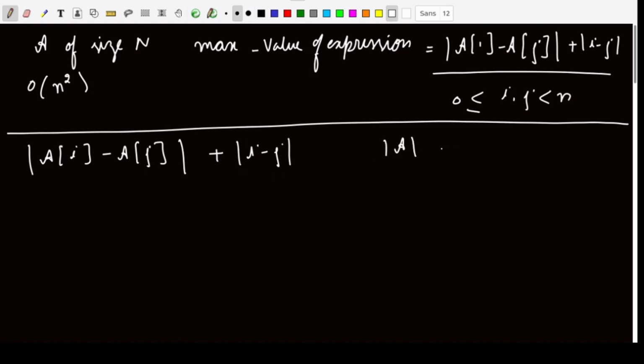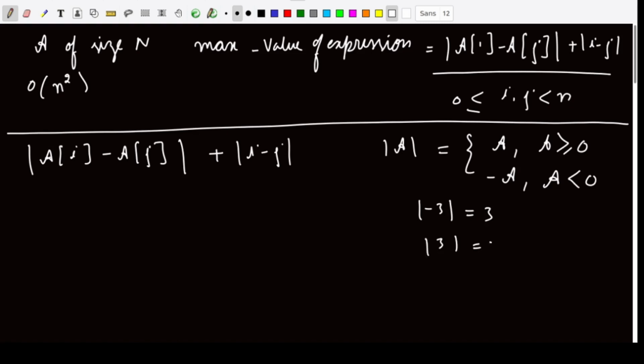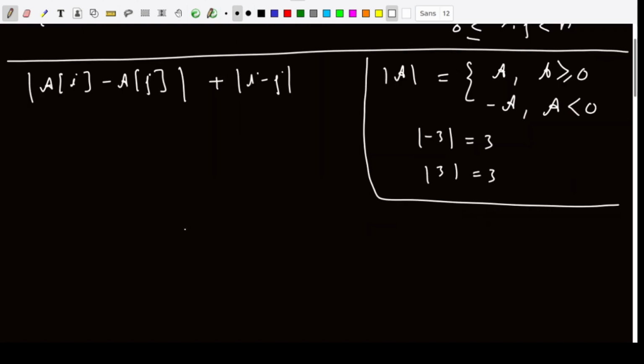The modulus of a evaluates to a if a is greater than or equal to 0, and minus a if a is less than 0. So like |-3| is 3 and |3| is 3. I'm sure you might already be aware of it, but just for completeness' sake I have given an overview of the modulus operation. Anyway, let us take this expression and expand it on the basis of this approach.